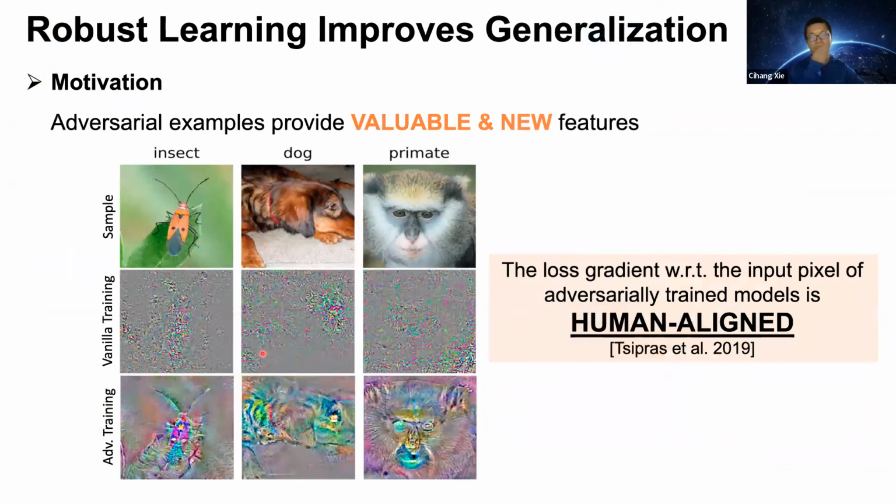Before our work, there are a lot of works that qualitatively show that adversarial examples indeed can provide valuable and new features. For example, they visualize the loss gradient with respect to the input pixels of vanilla trained models and adversarially trained models. So look at the second row here. If we just do this visualization for the vanilla trained models, the visualization is quite noisy and there are no special patterns that we can catch, right? But for this third row, you can see that for the adversarially trained models, the visualization actually emerges with some very special patterns that are recognizable by humans, right? That suggests those adversarially trained models have features that are more human aligned.